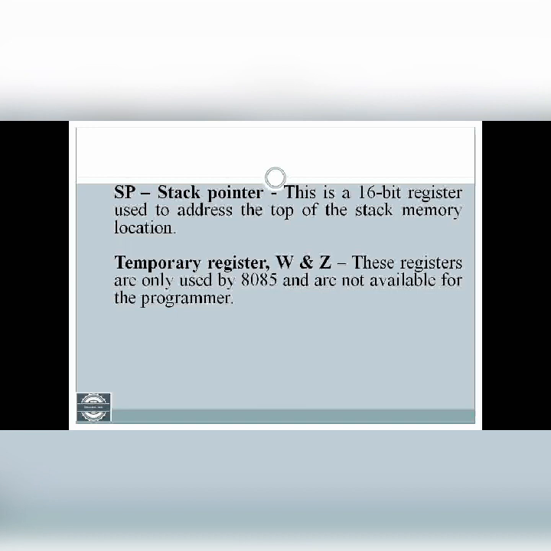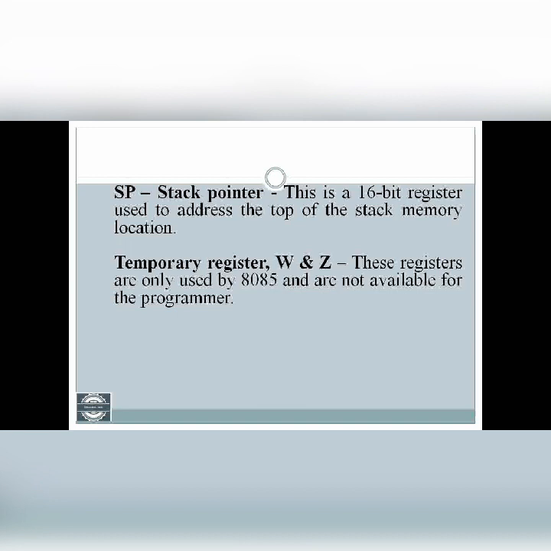And the temporary register WZ: as you can tell from the name, these registers are used only internally by the 8085 and are not available to the programmer. These are the memory registers. So I think after this much, the instruction set is clear to you. We already discussed the accumulator, flags, general registers, then the program counter, stack pointer, memory registers. I think all of these are clear to you right now.